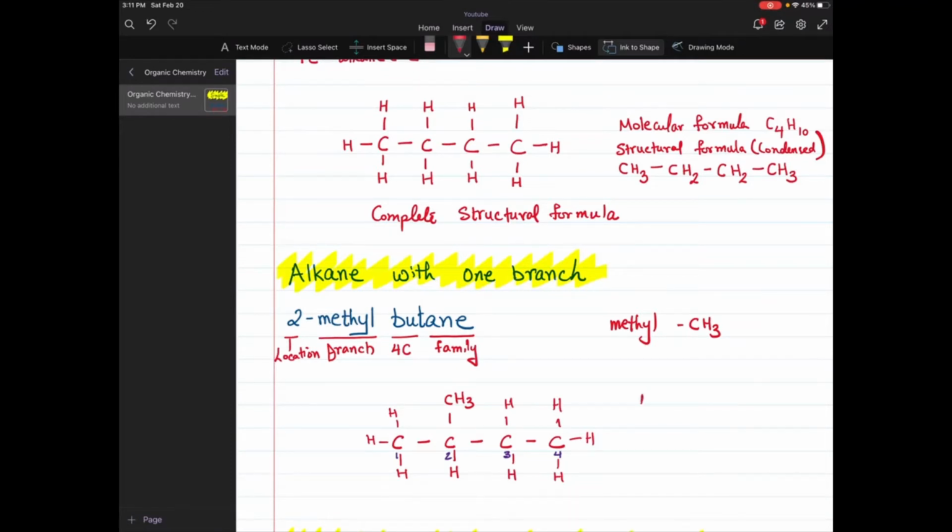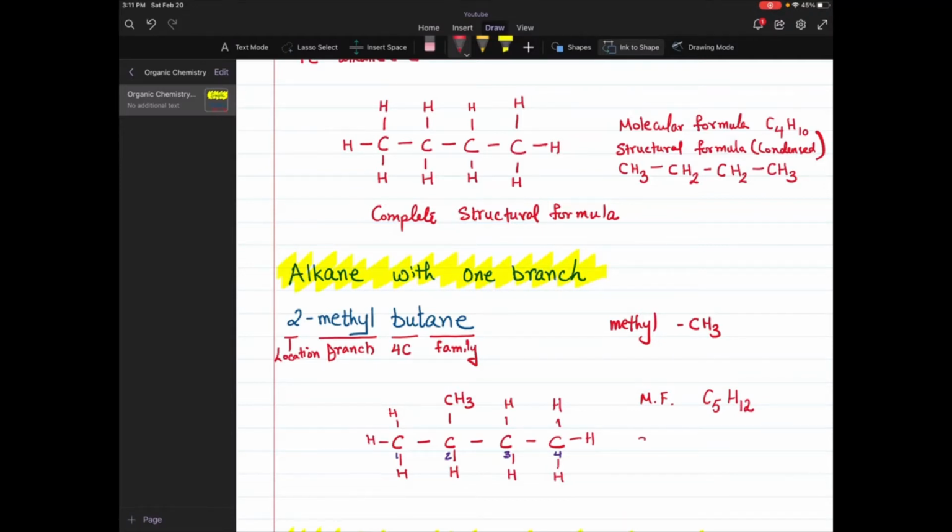Looking at the molecular formula for this compound, we have 1, 2, 3, 4, and in total 5 carbons. So it would be C5 and H. How many hydrogens did we have? We had 3 plus 3, 6, 7, 8, 9, 10, 11, 12. We had 12 hydrogens, right? So we had 5 carbons and 12 hydrogens.